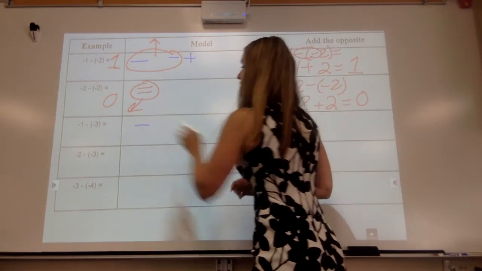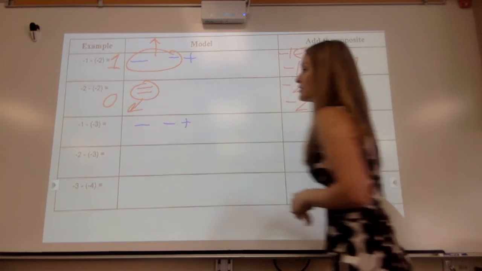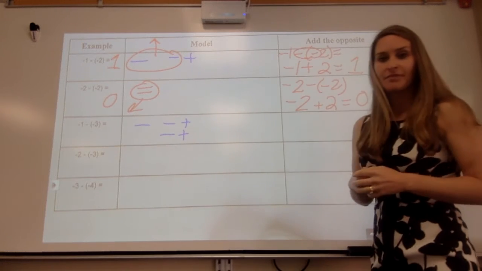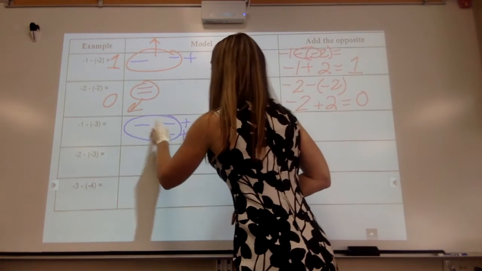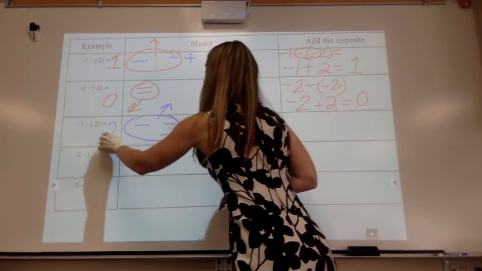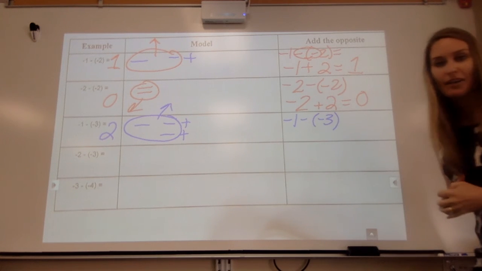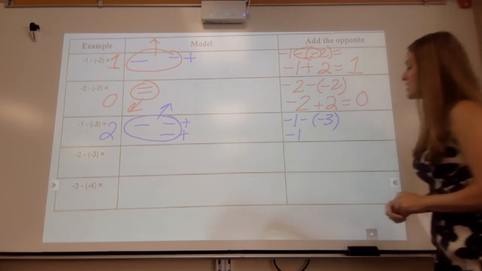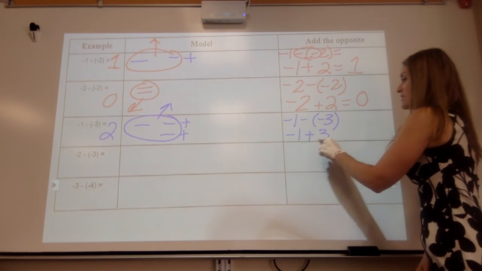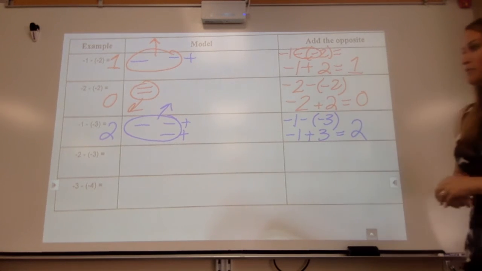Negative 1, take away 3 negatives. Again, I don't have enough, so I'm going to bring in a 0 pair. Do I have 3 negatives to take away yet? Nope. How about now? Now there are enough, right? So I'm going to circle my 3 negatives and take them away. And what's remaining? 2 positives. So again, we're going to rewrite it as adding the opposite, because you don't want to be drawing these models forever, right? So we're going to start with our negative 1. Remember, subtraction becomes addition. And negative 3 becomes positive 3. So now, if you have $3, you spend 1, you have 2 left.